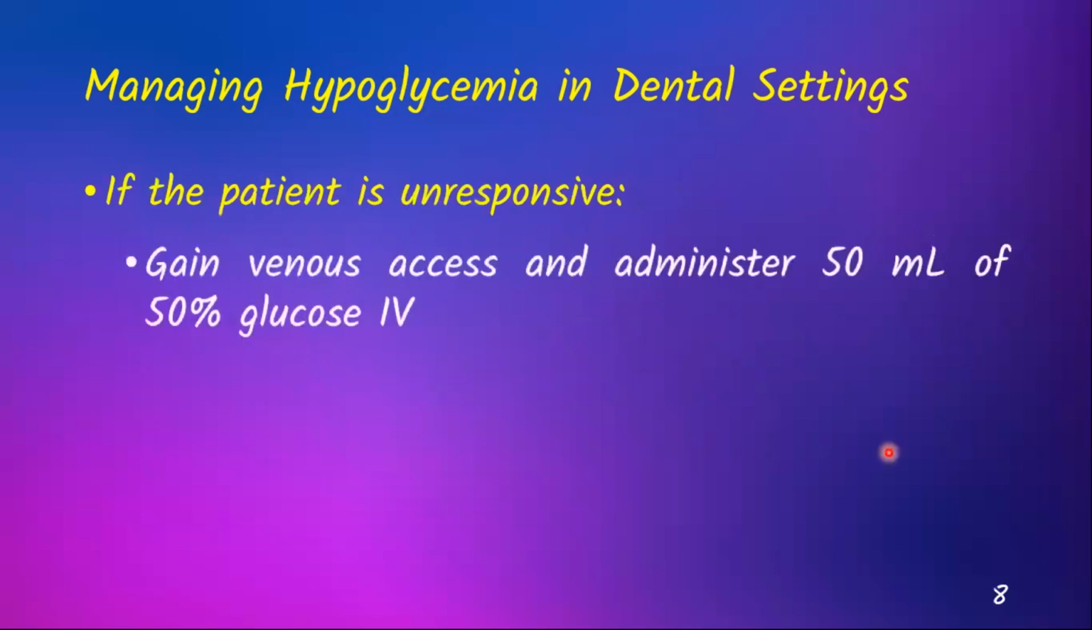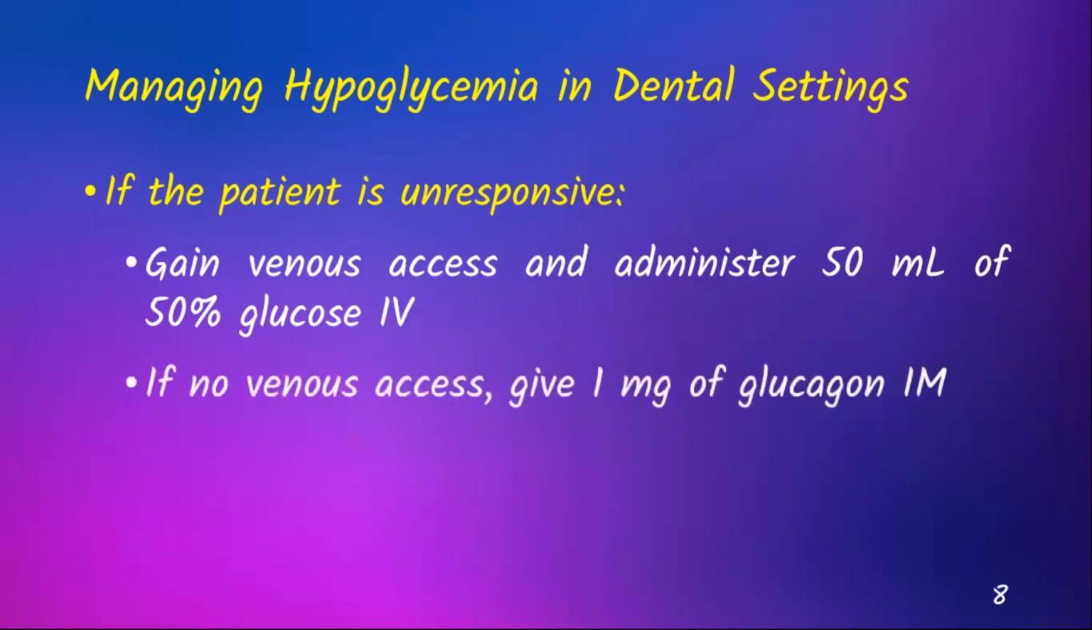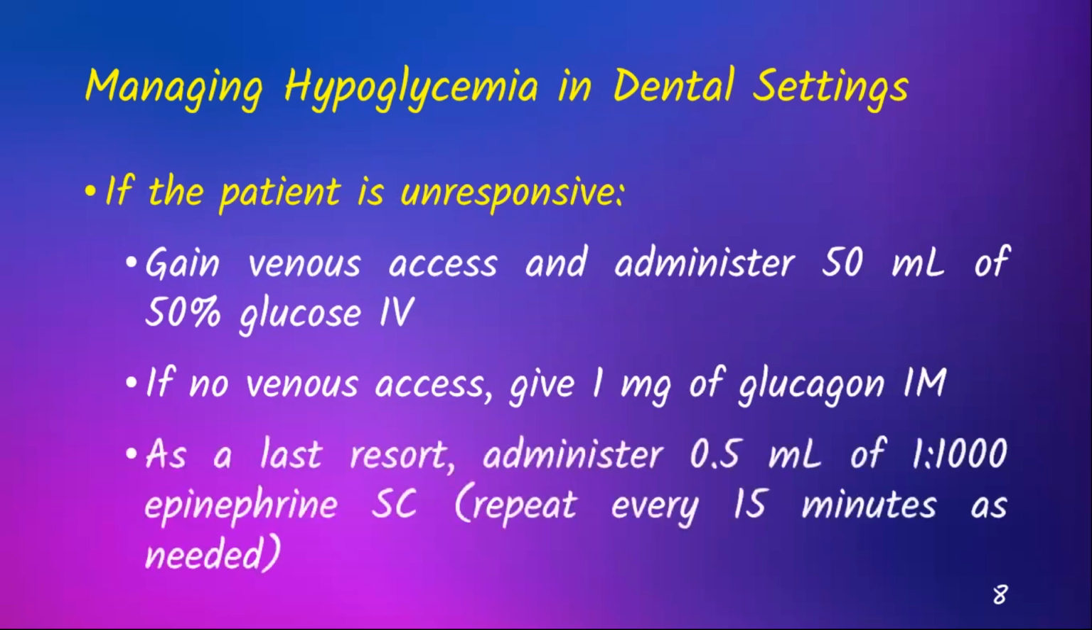If the patient does not improve quickly, becomes unconscious, or cannot take glucose orally, administer 50% glucose intravenously. If venous access is not possible, give glucagon intramuscularly. As a last option, use epinephrine subcutaneously and repeat every 15 minutes if necessary.